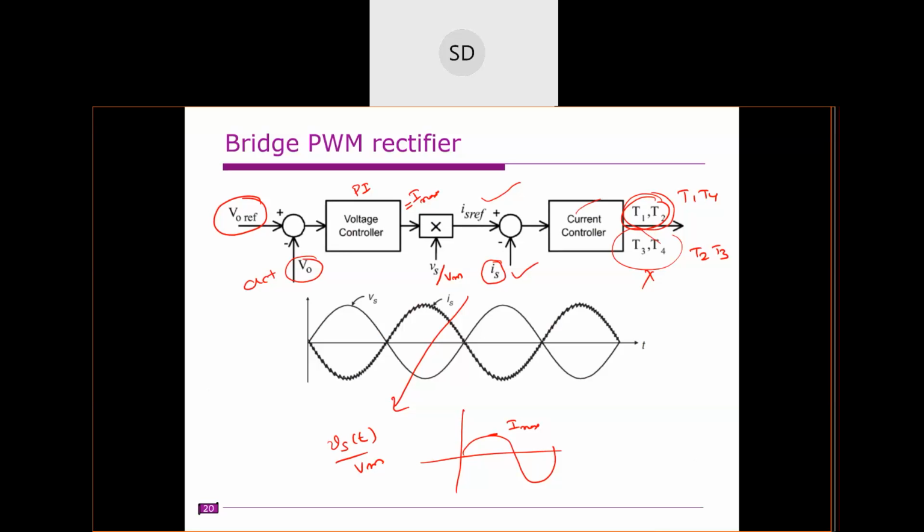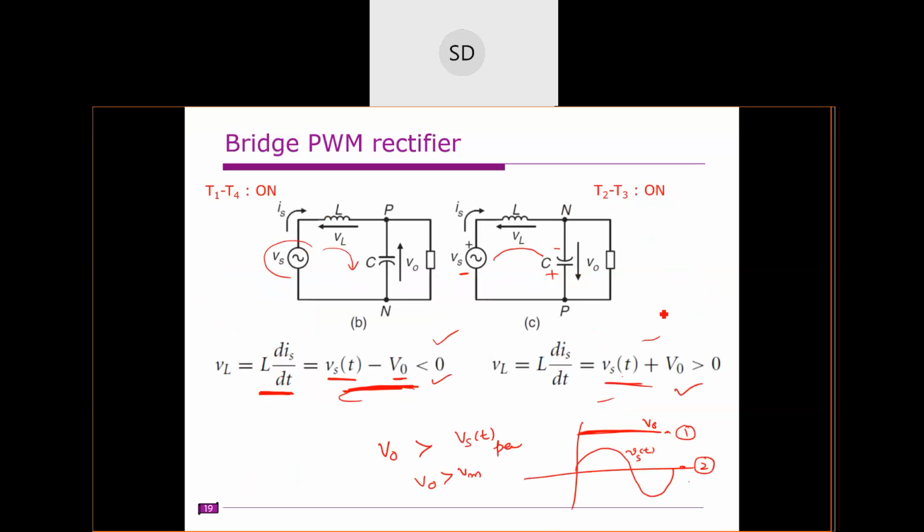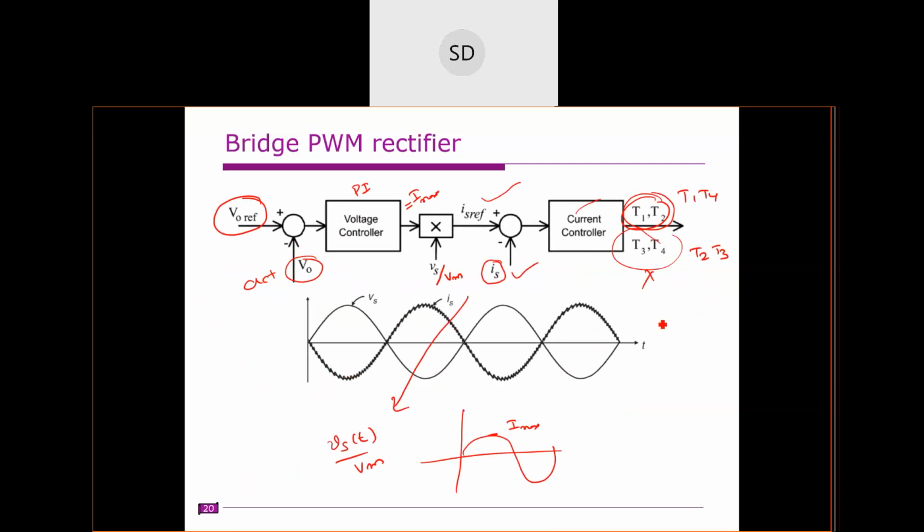So this is how this single phase PWM rectifier will work. So the interesting thing is that it is of regenerative type, right? So this one is of regenerative type. Earlier, whatever we discussed, that is boost rectifier. That is non-regenerative because the diode will prevent the current from flowing in the other direction. Whereas this one is regenerative.